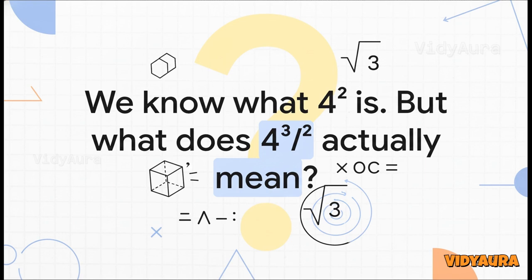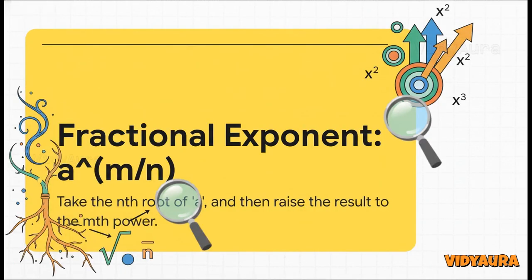It sounds super abstract, but it's actually just a really slick way to combine two things we already get, powers and roots. And here's the secret sauce. For any fractional exponent, like m over n, the bottom number, the denominator n, is the root you take. The top number, the numerator m, is the power you raise it to. That's it. It's just a 2-step process, and it's surprisingly straightforward once you see it.